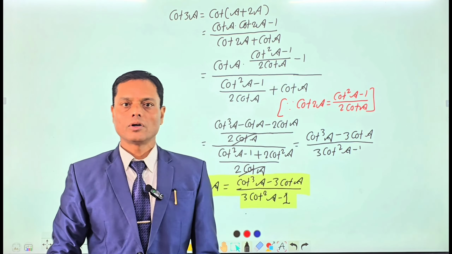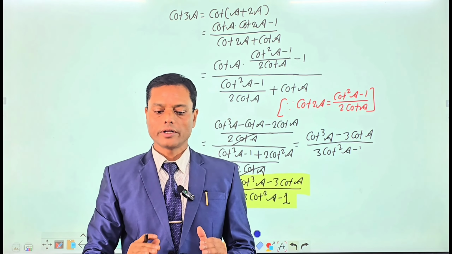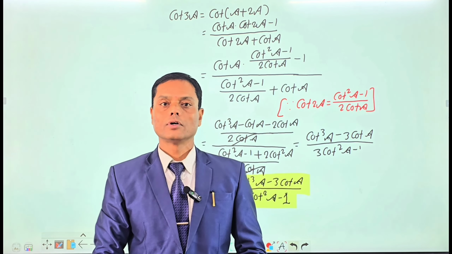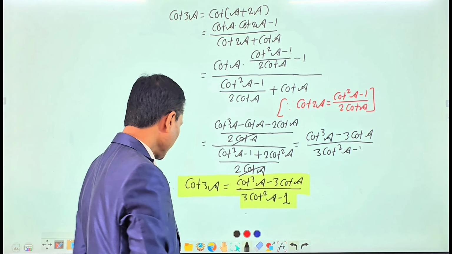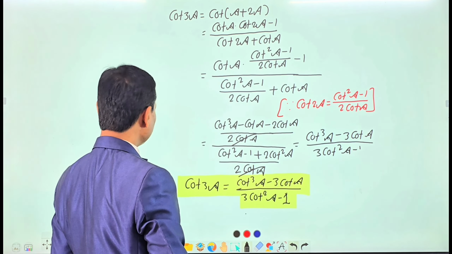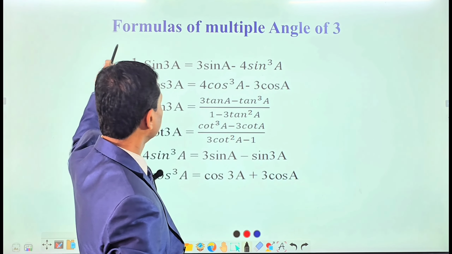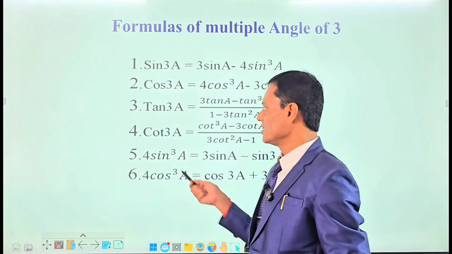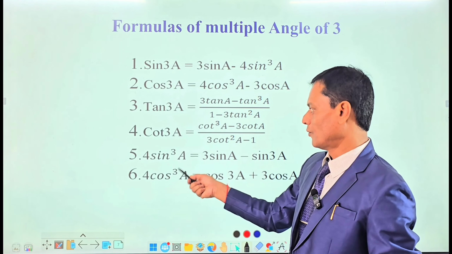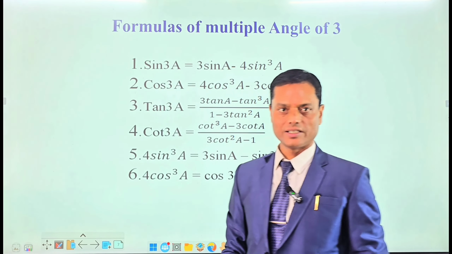So recently I have already derived all the formulae of sin 3a, cos 3a, tan 3a and cot 3a, and I have written all the formula here. Okay, you can see formula of multiple angle of 3, sin 3a, cos 3a, tan 3a, cot 3a, 4 sin cube a, 4 cos cube a, isn't it?